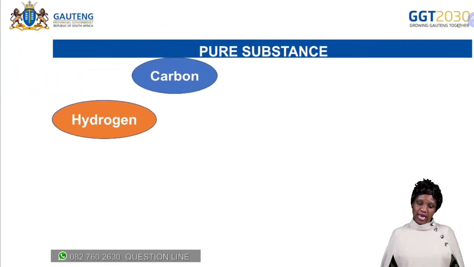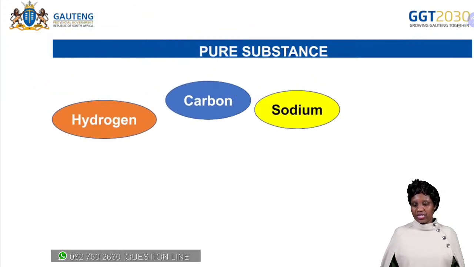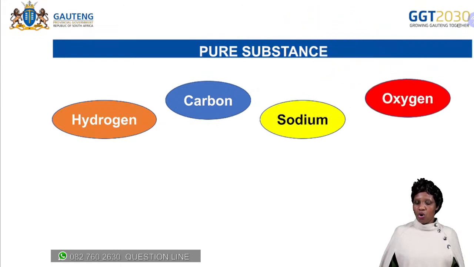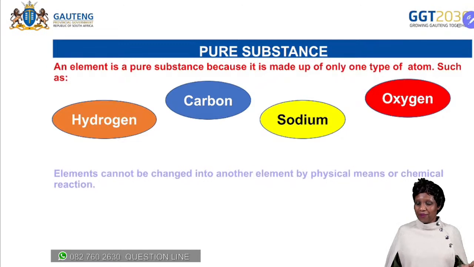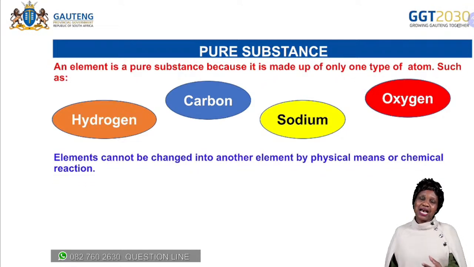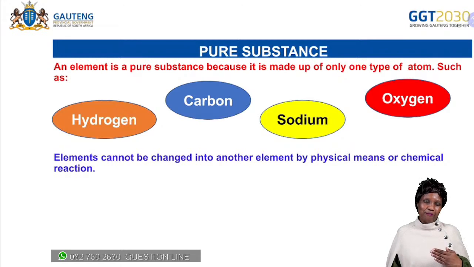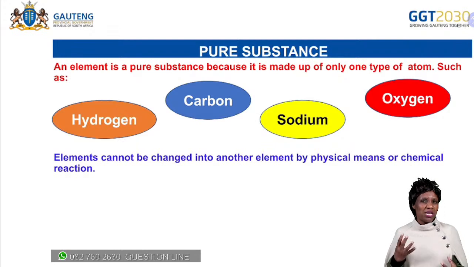And then we've got hydrogen, carbon, sodium, and oxygen. All these are elements, and we've said they are unique. An element is a pure substance because it is made up of only one type of atoms or molecules. Such as what? Hydrogen, carbon, sodium, and oxygen. These are examples of elements. They are unique. They are not the same. If we say they are unique, do you understand what we mean? These are different. They are not the same.